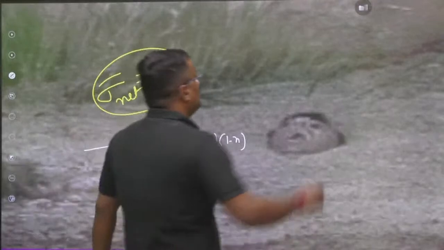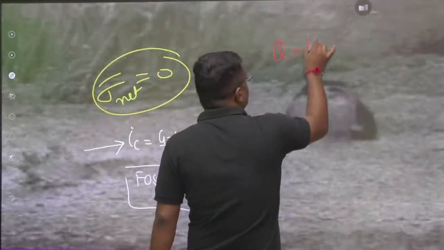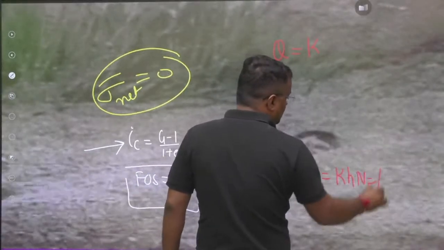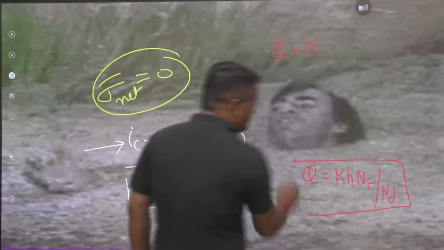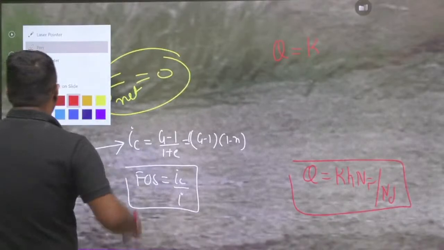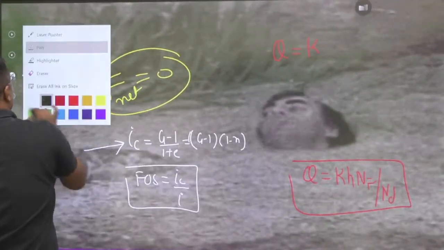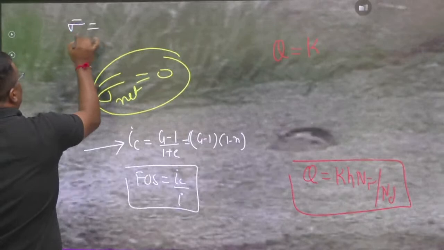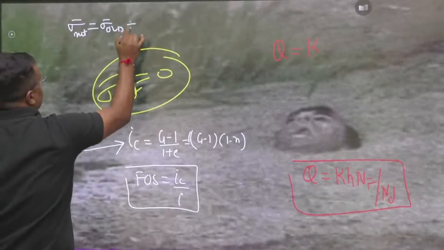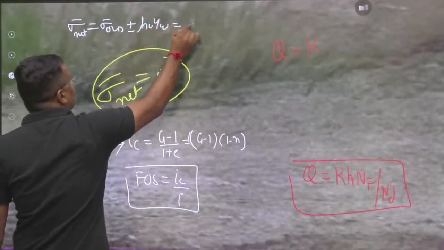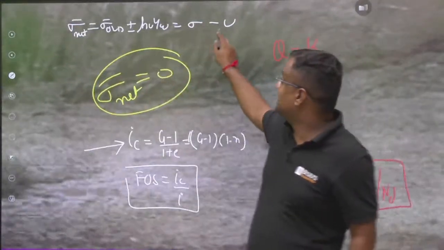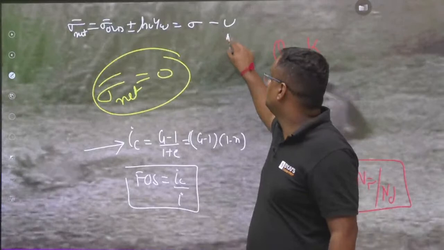Now, Q through a flow net is K into head loss into number of flow fields upon ND. Q is equal to K into H into NF by ND. So sigma bar net is equal to sigma bar old, assuming it to be hydrostatic pressure, plus minus HL gamma W. Or you can write it simply as sigma minus U also, it will be the same answer. But here the U should be the actual pressure, not hydrostatic pressure.